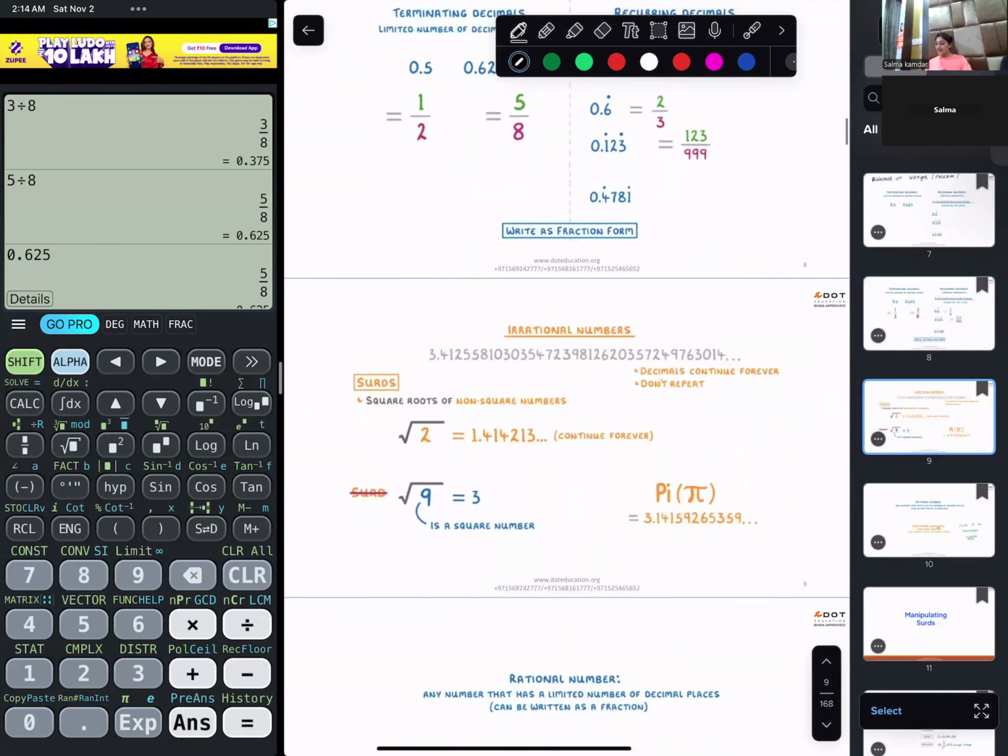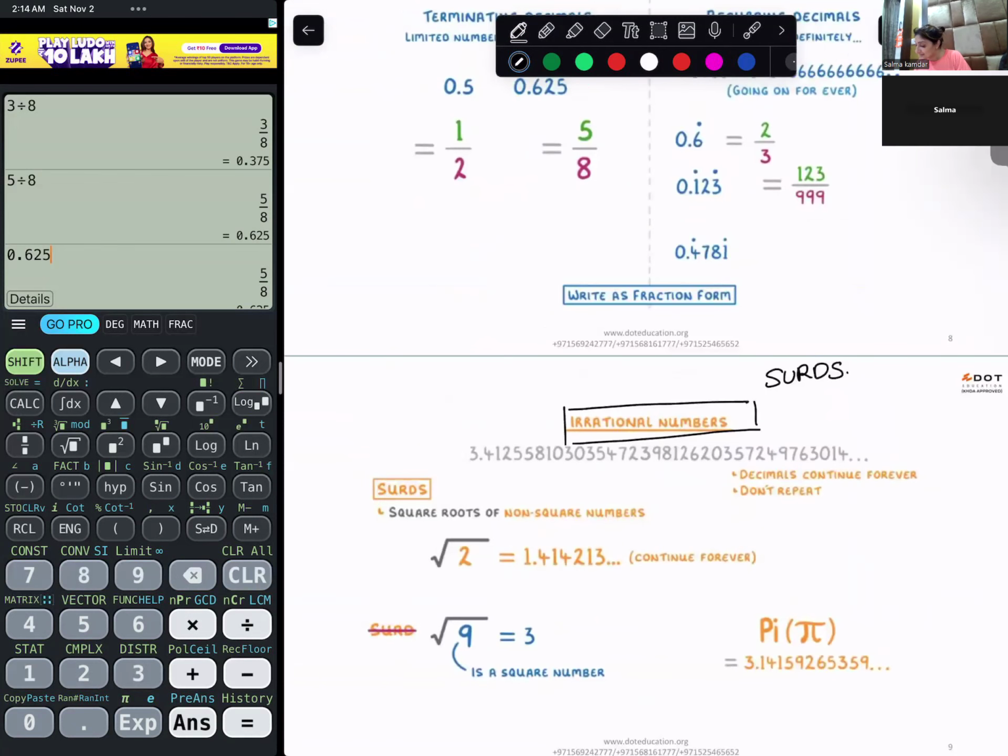Okay. But when I talk about irrational numbers, what is an irrational number? An irrational number is nothing but your surds. What is a surd? A way to denote an irrational number is that it is a square root, the square root of a number that is non-square.